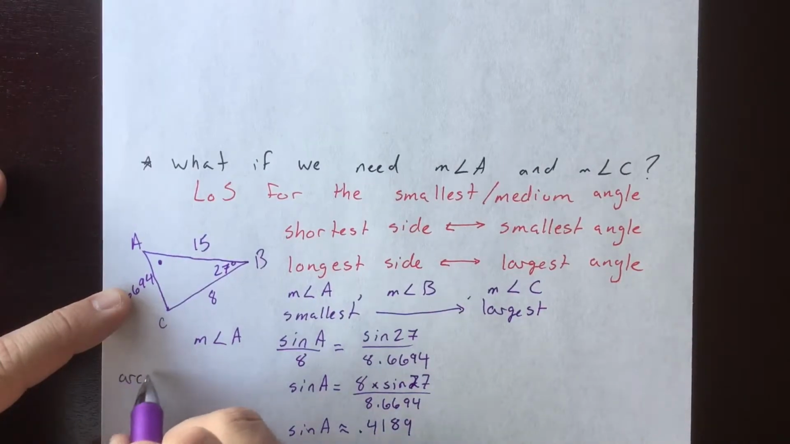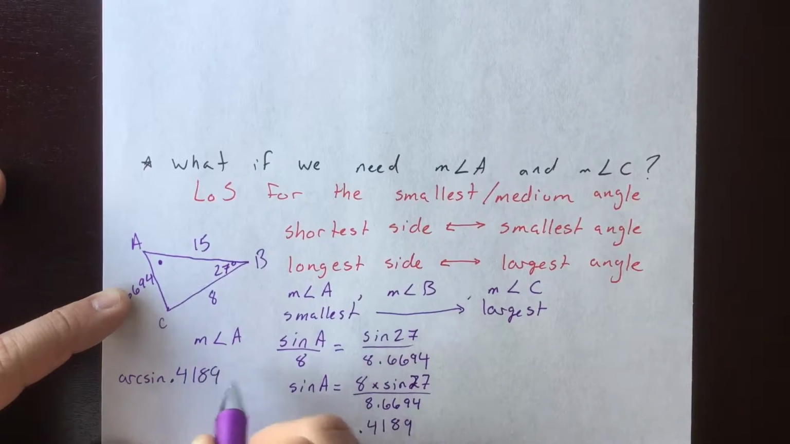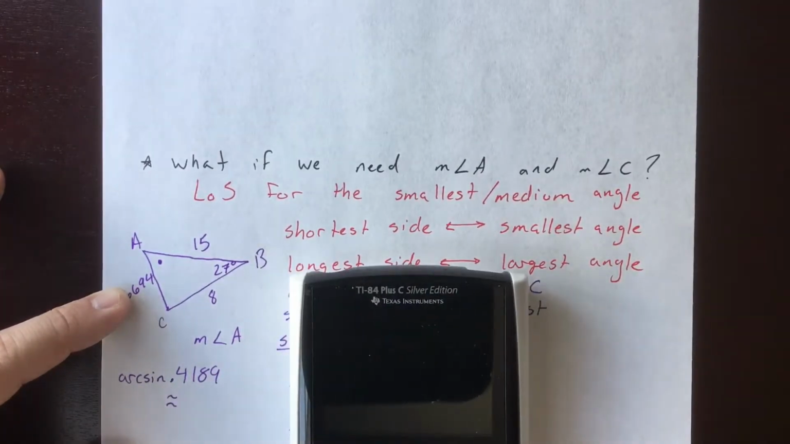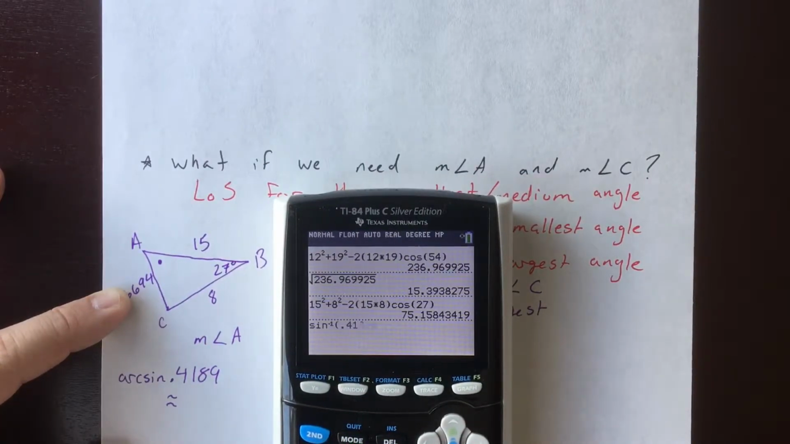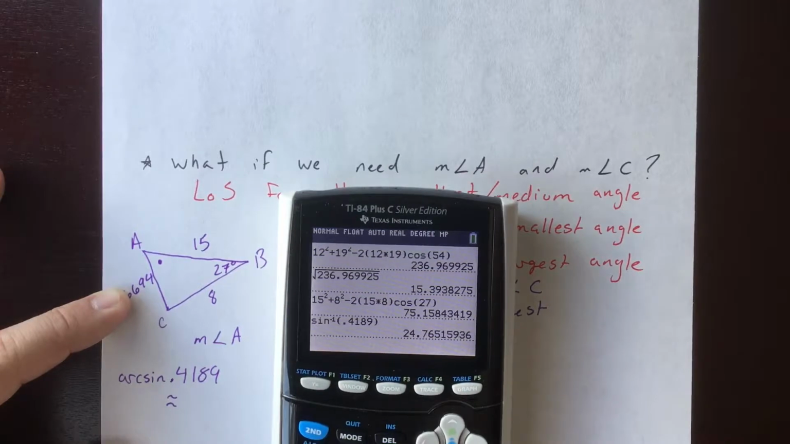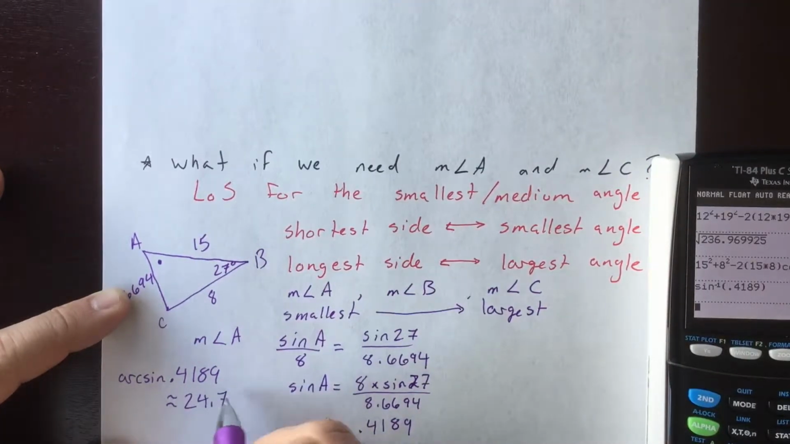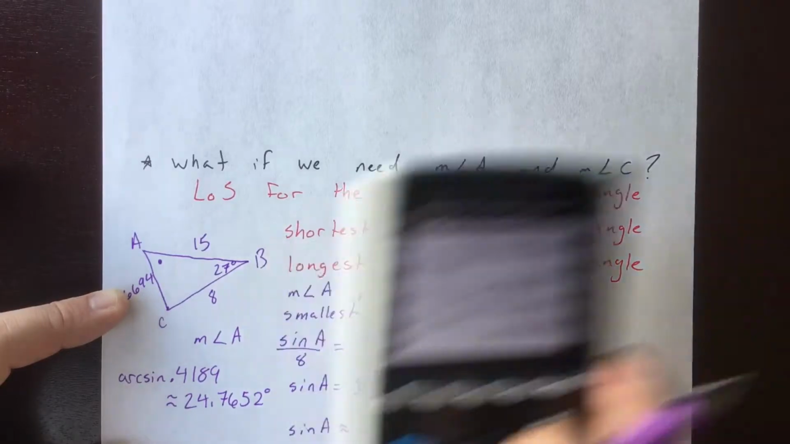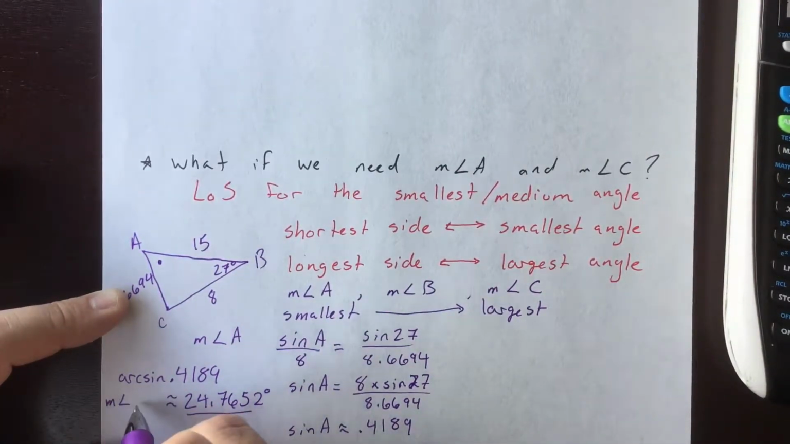That gives us arc sine of 0.4189. Evaluating this, so arc sine, inverse sine of 0.4189, is approximately 24.7652 degrees. There we go. So we have our second angle measure. So this is the measure of angle A.